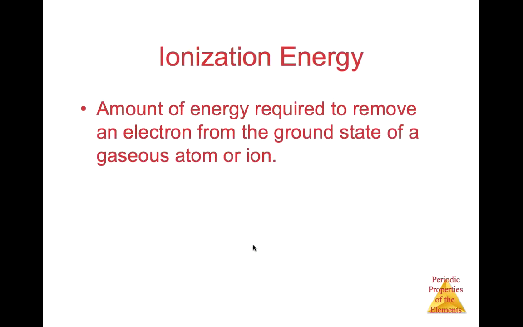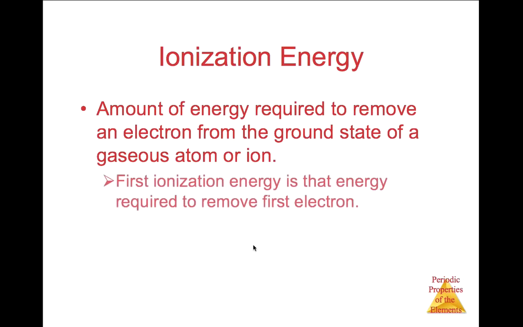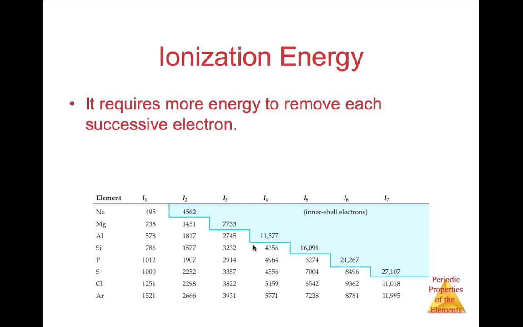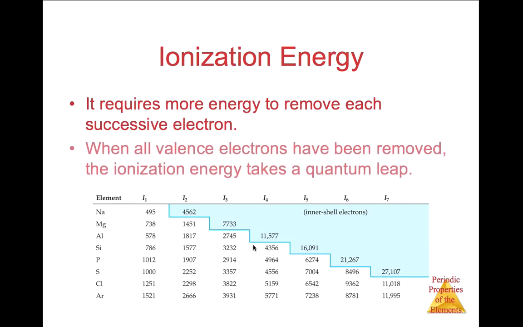Second trend to rationalize besides size is something called ionization energy. Ionization energy is defined as the energy required to remove an electron from the ground state of a gaseous atom or ion. Notice it said gaseous, and notice it said ground state. The first ionization energy is the energy required to remove the first electron. Second ionization energy is the energy required to remove the second electron. It requires more energy to remove each successive electron. When all valence electrons have been removed, the ionization energy takes a quantum leap.